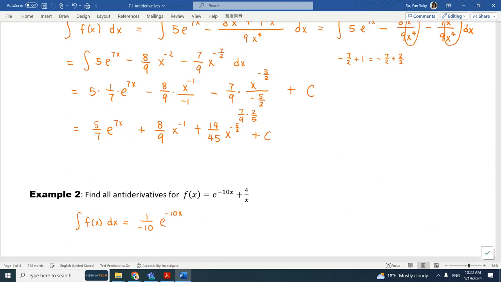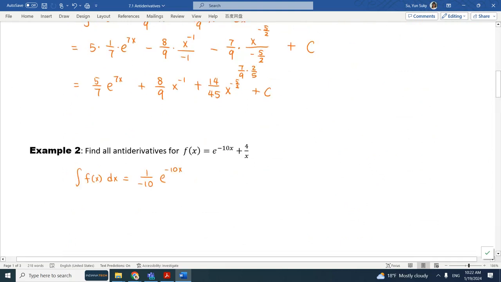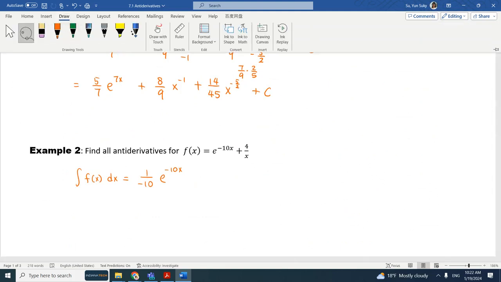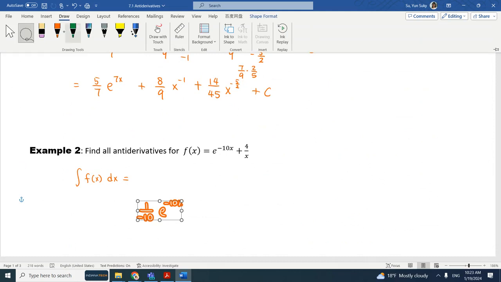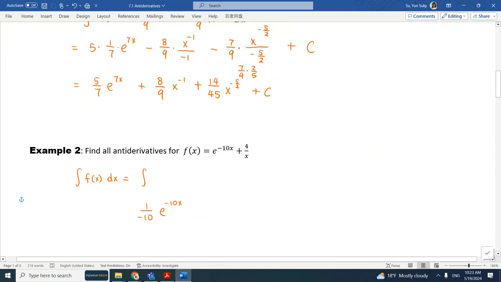Oh, sorry. I should copy the function down there before it integrates. Let me copy the function f here. So e to the minus 10x plus 4 over x dx. So the first term, we use the integral of the exponential function. So it's e to the minus 10x over negative 10. Everybody okay with that?